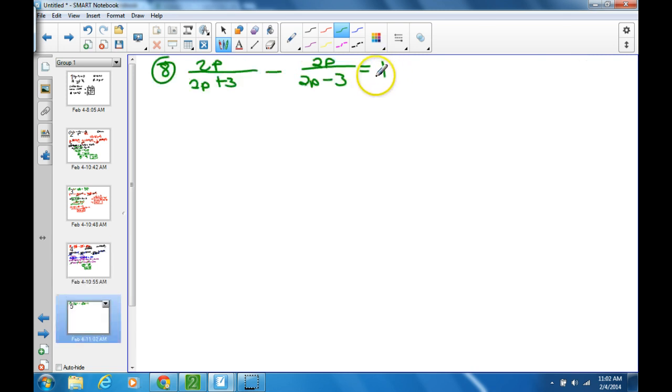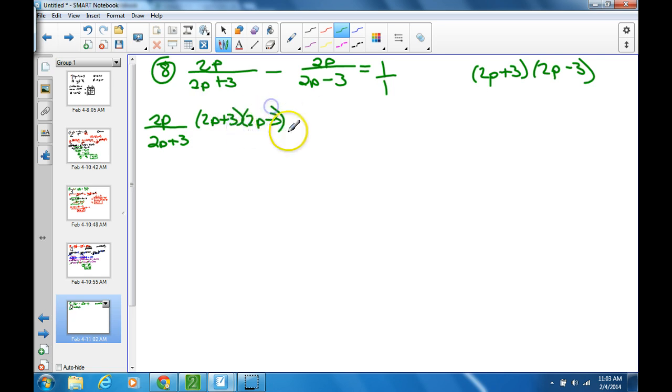Look at our denominators. What is our common denominator going to be? Yep, 2p plus 3 and 2p minus 3. So I need to multiply each of our terms by that. Go ahead and write that out. That's the first term.